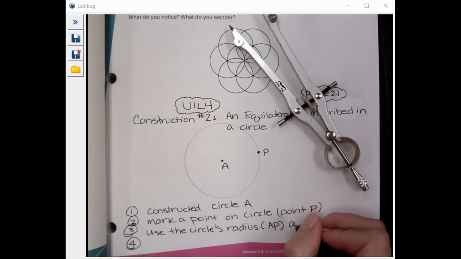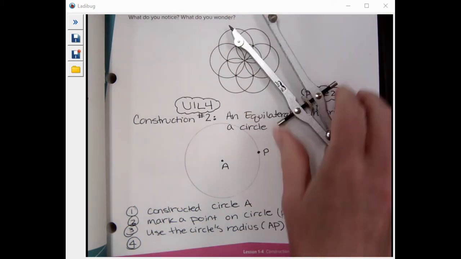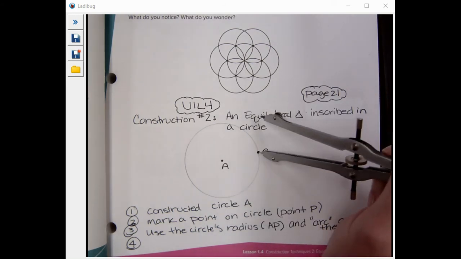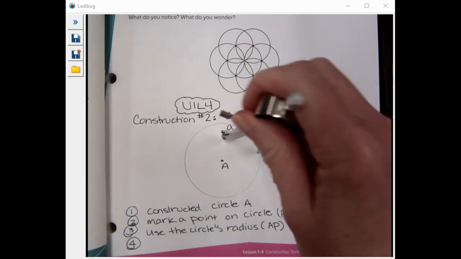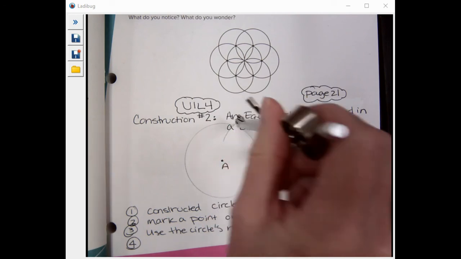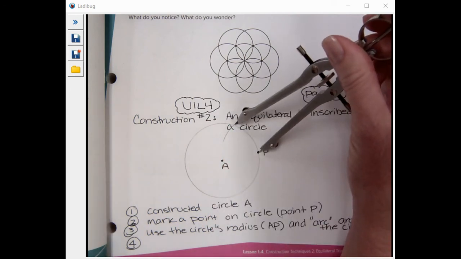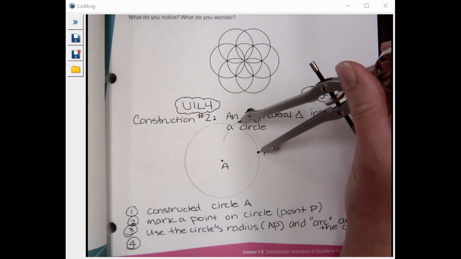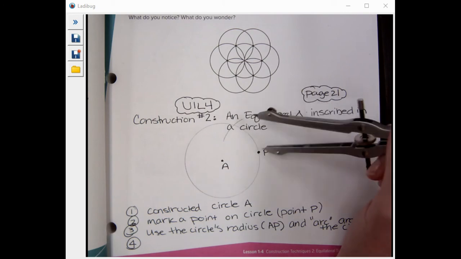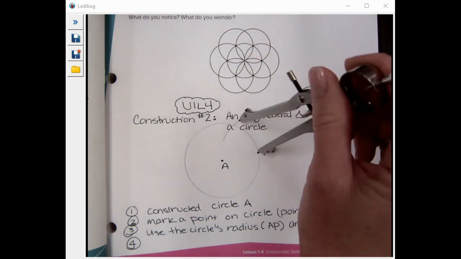And I'm going to arc around the circle. So what does that mean? Well, I'm going to start at P with this distance from A to P. I'm going to put my pointer on P. And I'm just going to draw an arc that intersects my circle. You could be below P or you could be above P. It doesn't really matter. But that arc just intersected my circle. So when I say arc around the circle, I'm just going to continue this pattern all the way around the circle. So I've drawn my first arc.